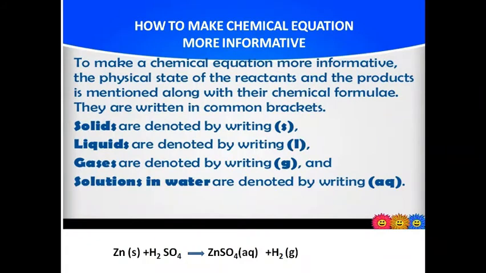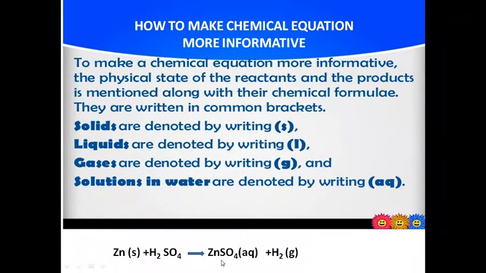If it is in gaseous state, then we show it with the small g and it should be within brackets. But please note that if in a reaction on the product side a gas is given out, then we show it with an arrow upwards. Solution in water: if any compound is soluble or its solution is made in water, then we write the word aqueous, and its short form is aq.